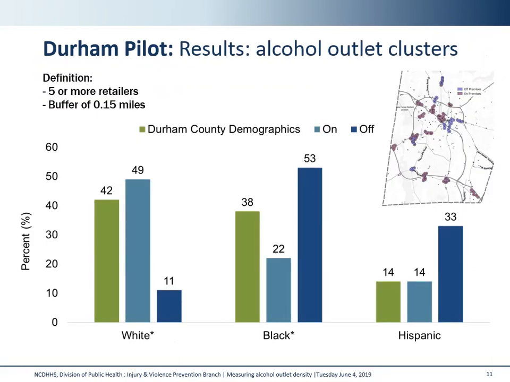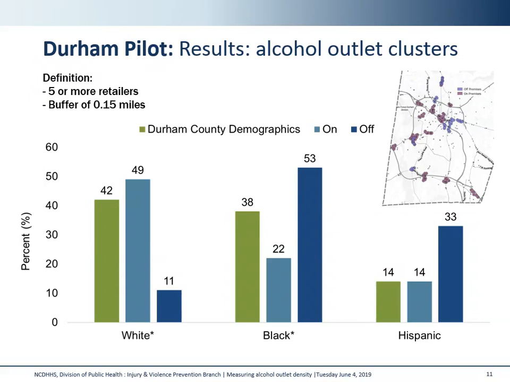On our end, we first built alcohol outlet clusters for Durham, and that was requiring 5 or more outlets per cluster with at least a 0.15 mile buffer. That was adjusted from the Atlanta definition to our specific city of Durham, and again, I've got a couple slides on how we chose that.